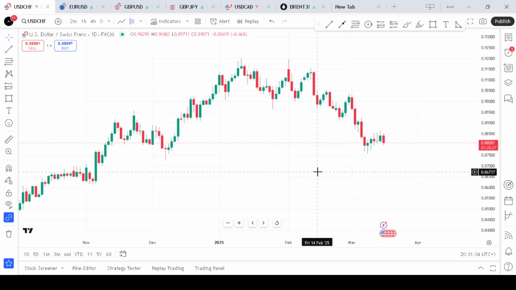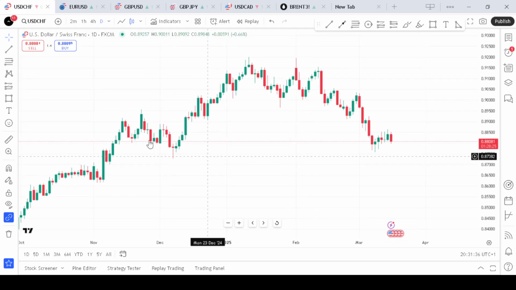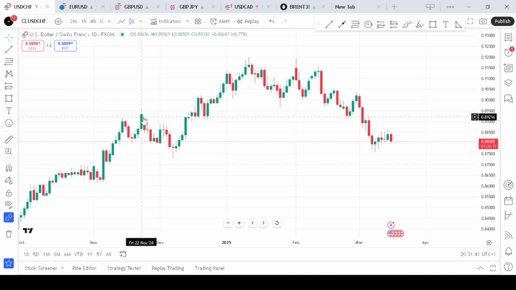exposure accordingly. Now, currency correlations are measured using a statistical tool called the correlation coefficient. The correlation coefficient ranges from -1.0 to +1.0. A value of +1 means the pairs move together 100% of the time, while a value of -1 means they move in opposite directions. This is basically what it means.